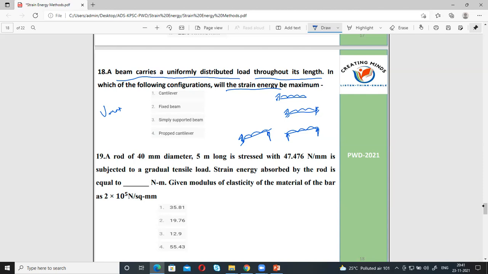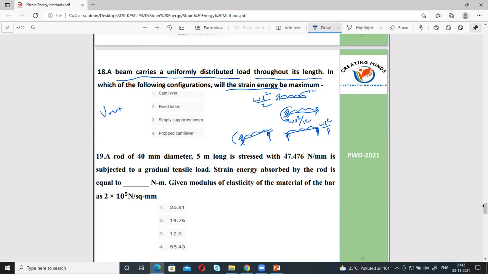Say if it is carrying W, what is the moment? W into L, W L square by 2 for the cantilever. For this, W L square by 8. For this and this, it is a little bit more: 16, 12. If you take for this W L square by 12. For this, you are getting somewhere a little bit more. Which one is less? This is M.